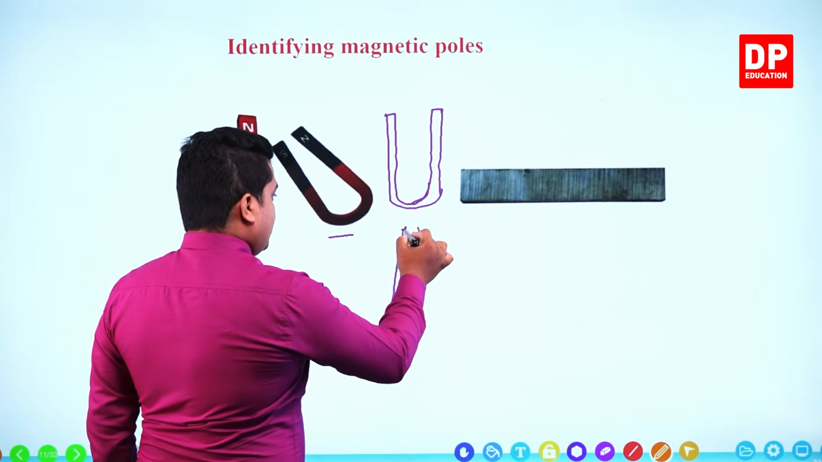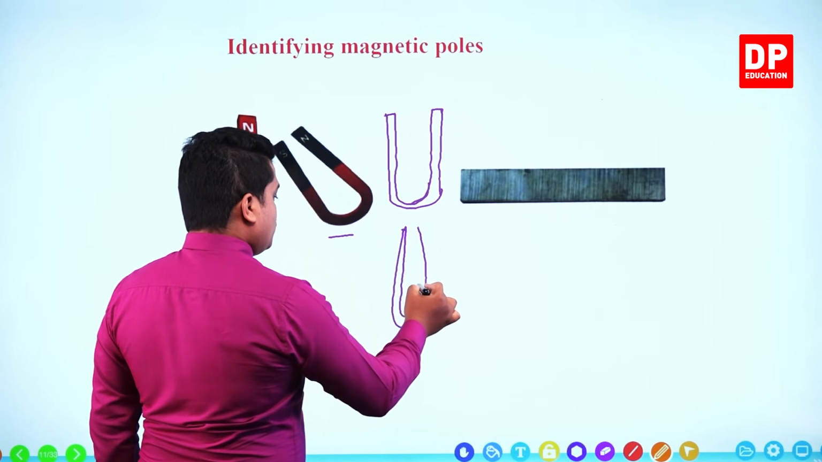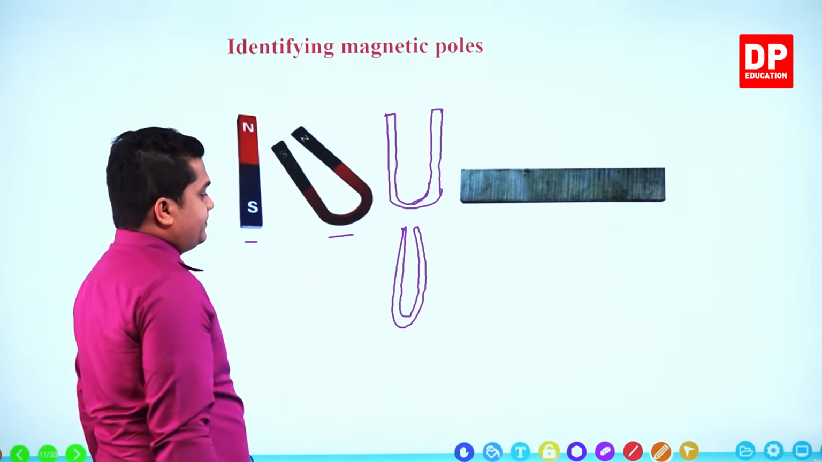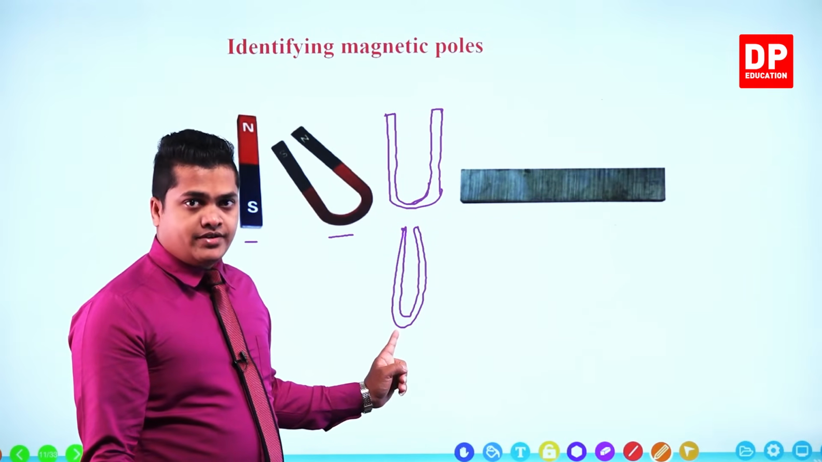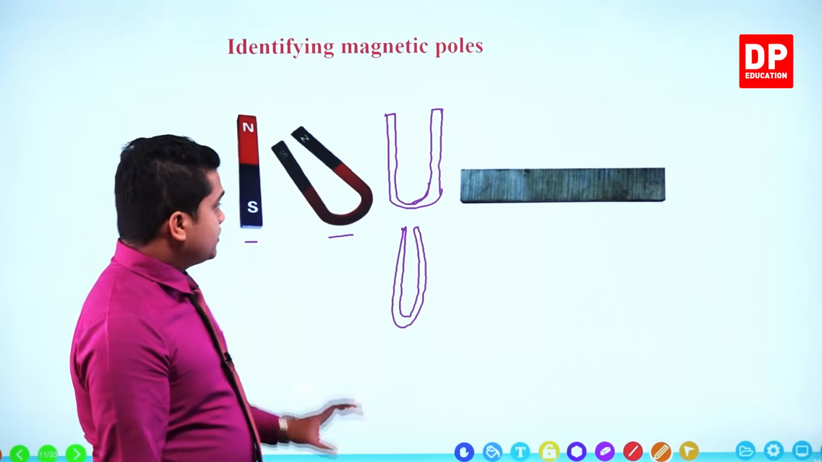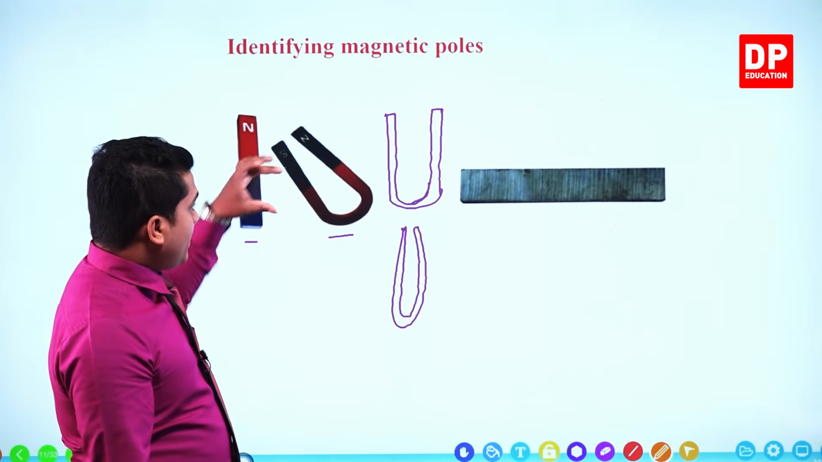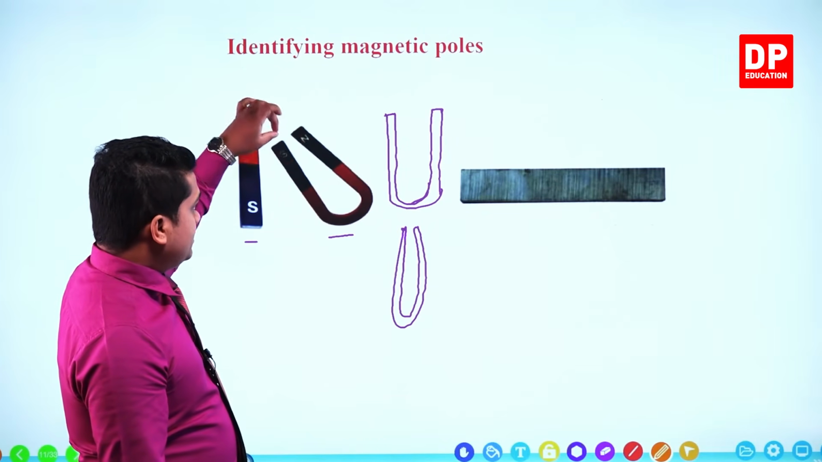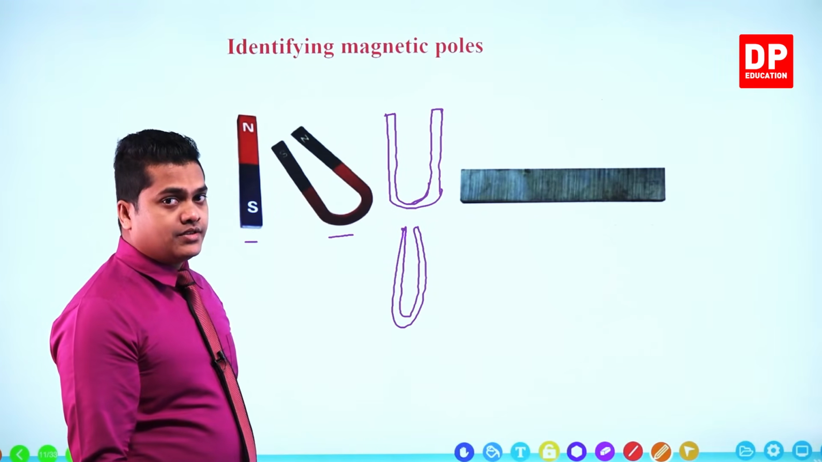In the horseshoe magnet, the two ends are somewhat closer than in the U-shaped magnet. This is the horseshoe magnet, and this is the U-shaped magnet. You can observe that the two ends of the horseshoe magnet are somewhat closer than in the U-shaped magnet.